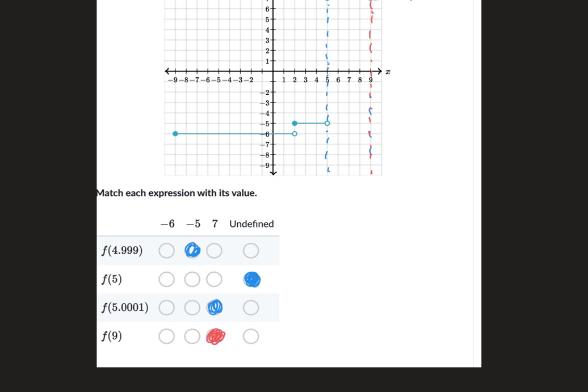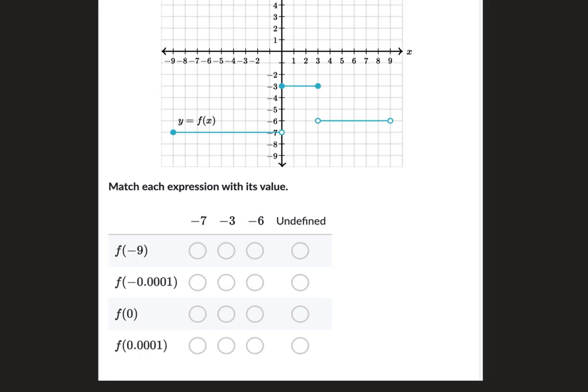All right, let's do one more just to make sure we get it. Here's another problem. They're giving us several values here. Let's start off with -9. Here's my vertical line, and clearly I hit the solid dot right there. That's a height of -7. Boom, we're good.